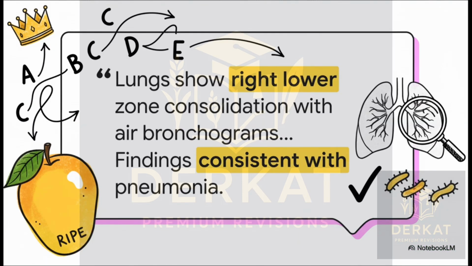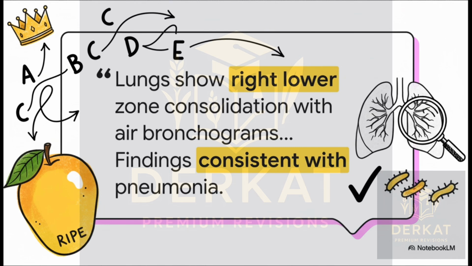A really professional report sounds something like this. This is an adequately inspired, well-exposed PA chest X-ray. The trachea is central and the mediastinum is not widened. The lungs show a right lower zone consolidation with visible air bronchograms. The heart size is normal. The diaphragms appear normal, and the costophrenic angles are sharp. Visible bones and soft tissues are unremarkable. Overall, these findings are consistent with a right lower lobe pneumonia.